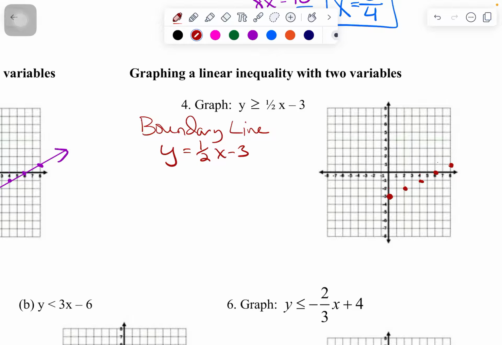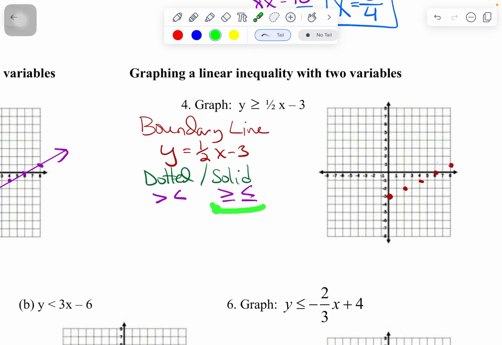Okay, now I've got some dotted lines here. And we want to figure out, is our boundary line going to be dotted or dashed? Those are two terms that we use all the time. Or is it a solid boundary line? So for dotted boundary lines, this is where the inequality kicks in. Your inequality is going to be greater than or less than. For a solid boundary line, it's greater than or equal to, less than or equal to. So if you have the equal to part, you want to use a solid boundary line. And sure enough, we have an equal to part.